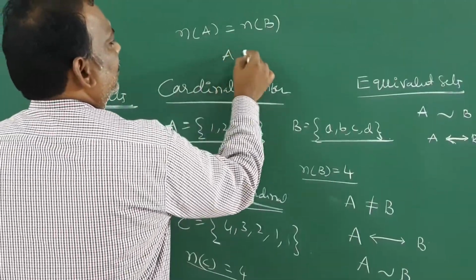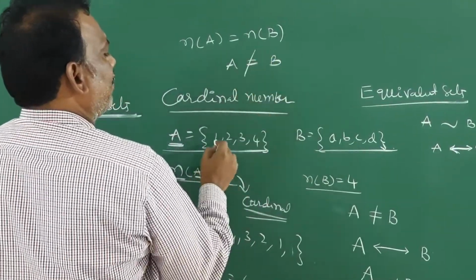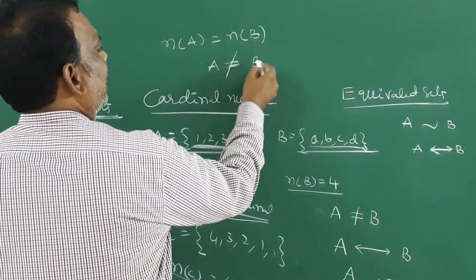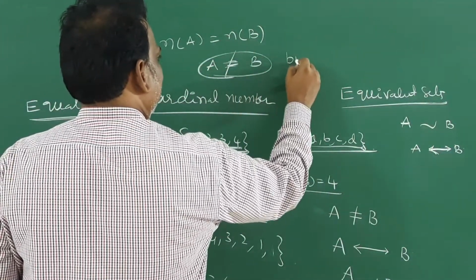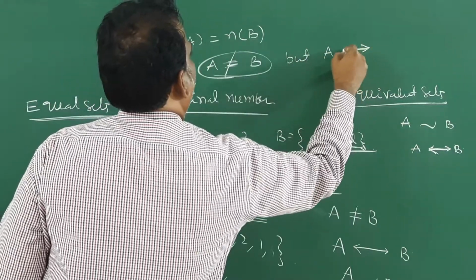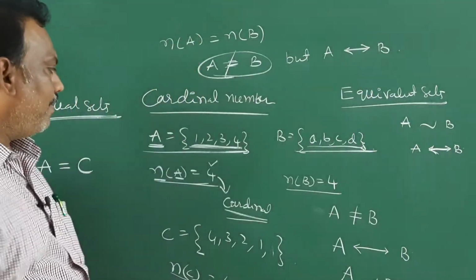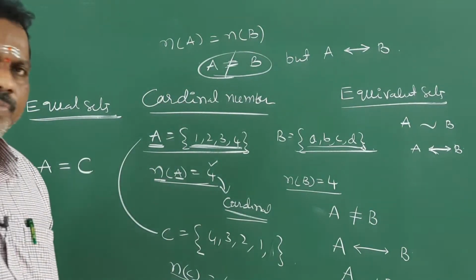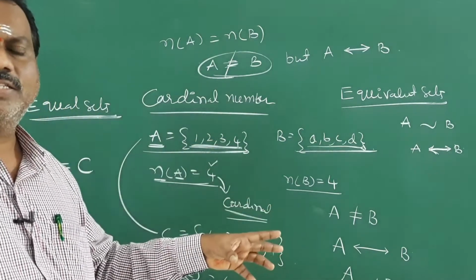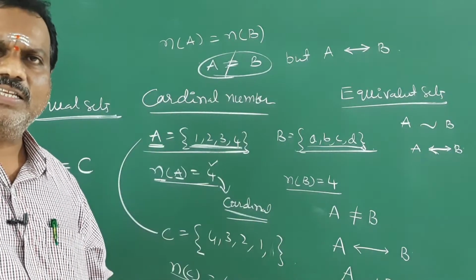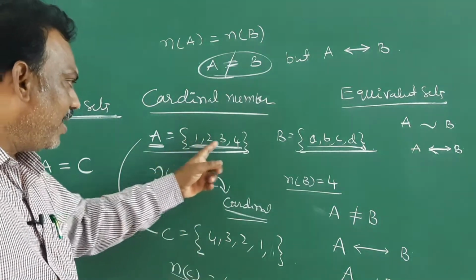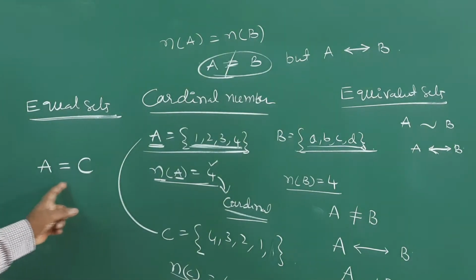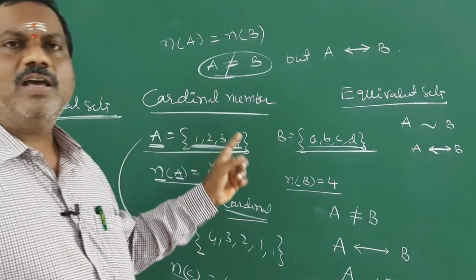We cannot say A is equal to B because elements are different. These are numbers, these are alphabets. In this case, set A and set B are not equal, but A and B are equivalent sets. But A and C you can observe it. Cardinal number is also the same and the elements are also the same. We can say that these two are equal sets. Why? Because elements are the same, cardinal number is the same. Such kind of sets we will denote as A is equal to C. These are called equal sets.